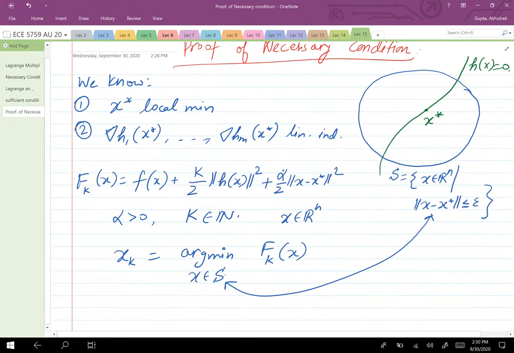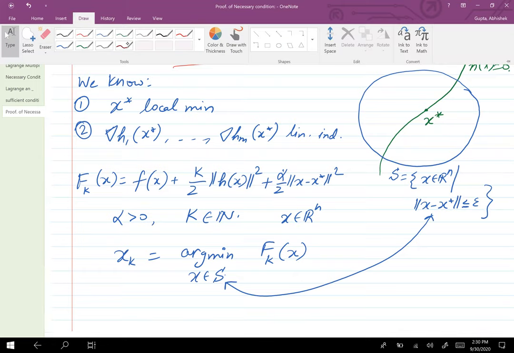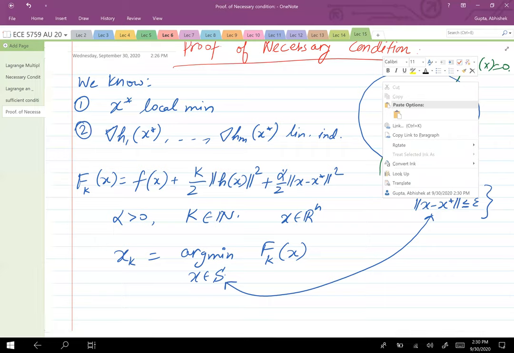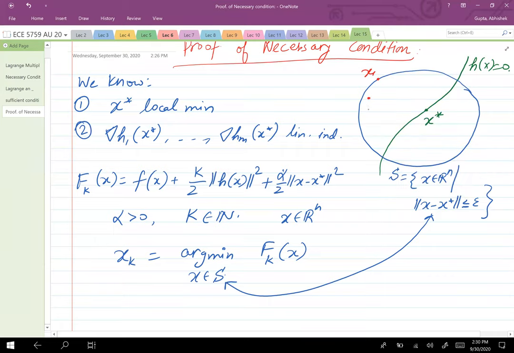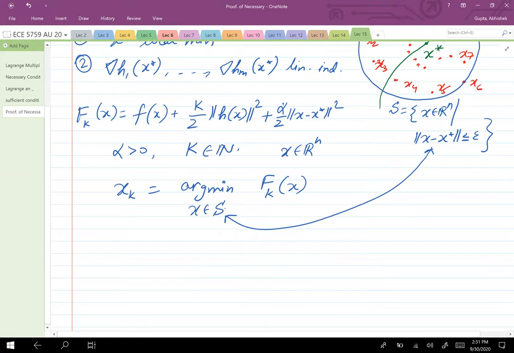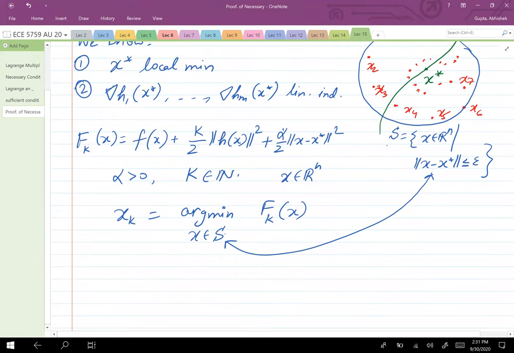So what I have is, for every k, I have an x1, x2, x3, and so on. This is my x1, this is my x2, x3, x4, x5, x6. Okay, I have this whole sequence x1 to x infinity available to me. And they all lie in the set capital S. So what does that imply? I have x_k, k equals 1 to infinity. This all lies in a compact set. So this is a closed and bounded set.